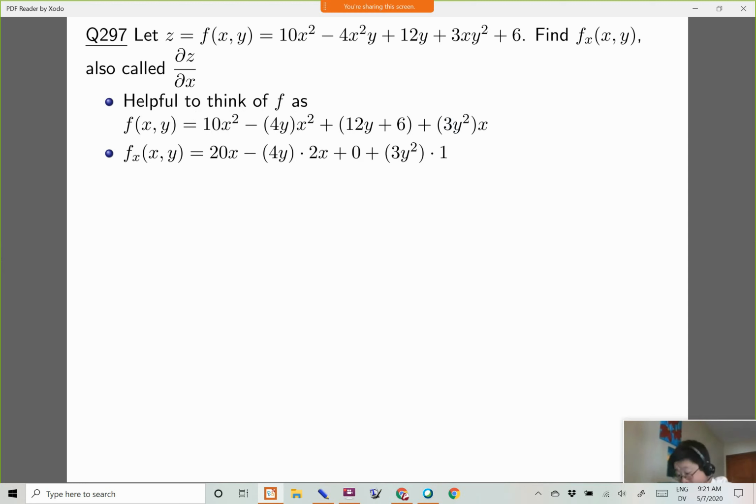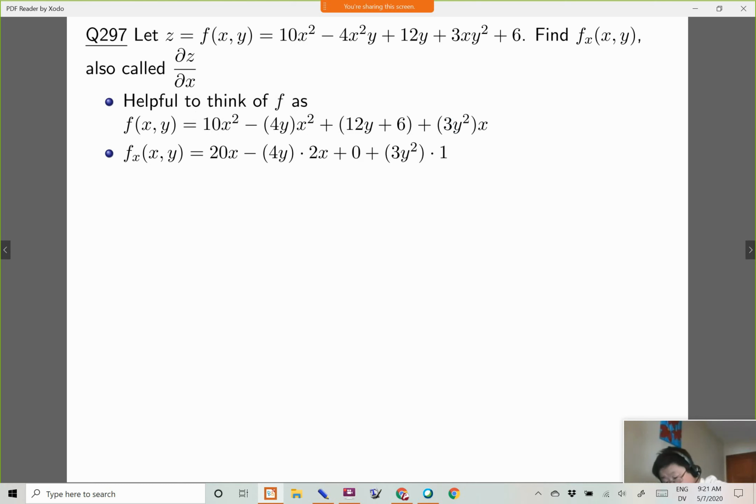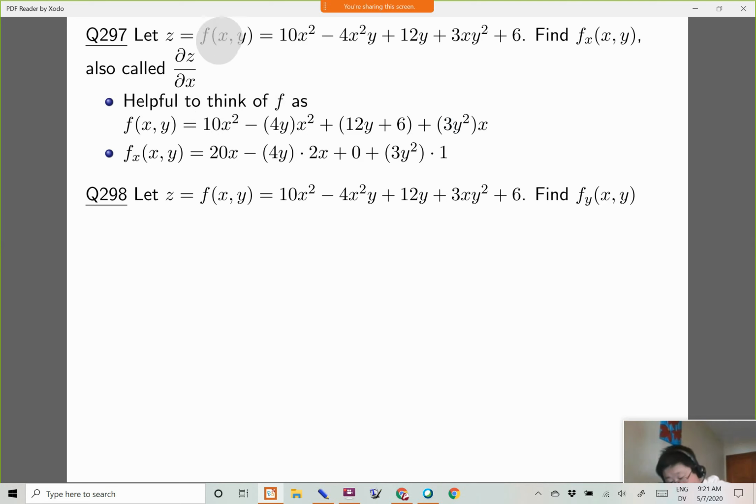Let's try another one. Take the same function, and I'd like to find f sub y. So we found f sub x just a moment ago, in the earlier question, where we treated x like a variable and y like a constant. Now we're going to treat y like the variable, so x is going to be a constant. Everywhere you see an x, just pretend that x is like a 12 or a 30. Don't actually write 30, but just pretend you see a 30 everywhere you see an x.